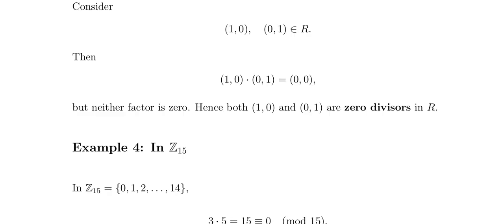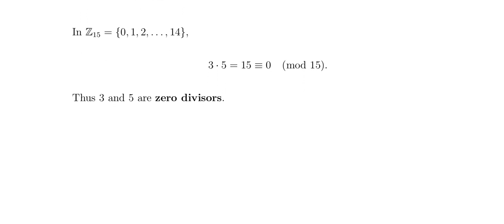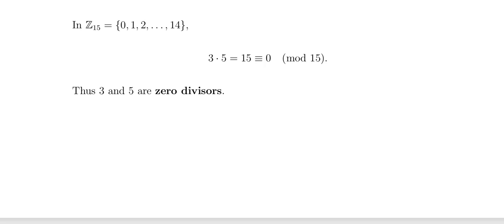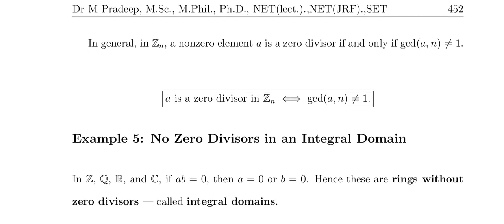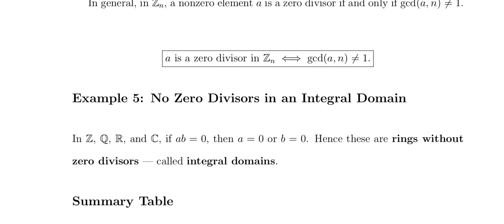In Z15, with elements 0, 1, 2 up to 14, 3 into 5 is 15 modulo 15 equals 0, so zero divisors exist in Z15. If the number is not prime, zero divisors will definitely exist, and it is not a field. If it is a prime number, it is a field, meaning there is no zero divisor. So A is a zero divisor in Zn if and only if GCD of A and n is not equal to 1. If GCD of A and n equals 1, that is, n is a prime number, then it is a field. Similarly, there is no zero divisor in an integral domain.